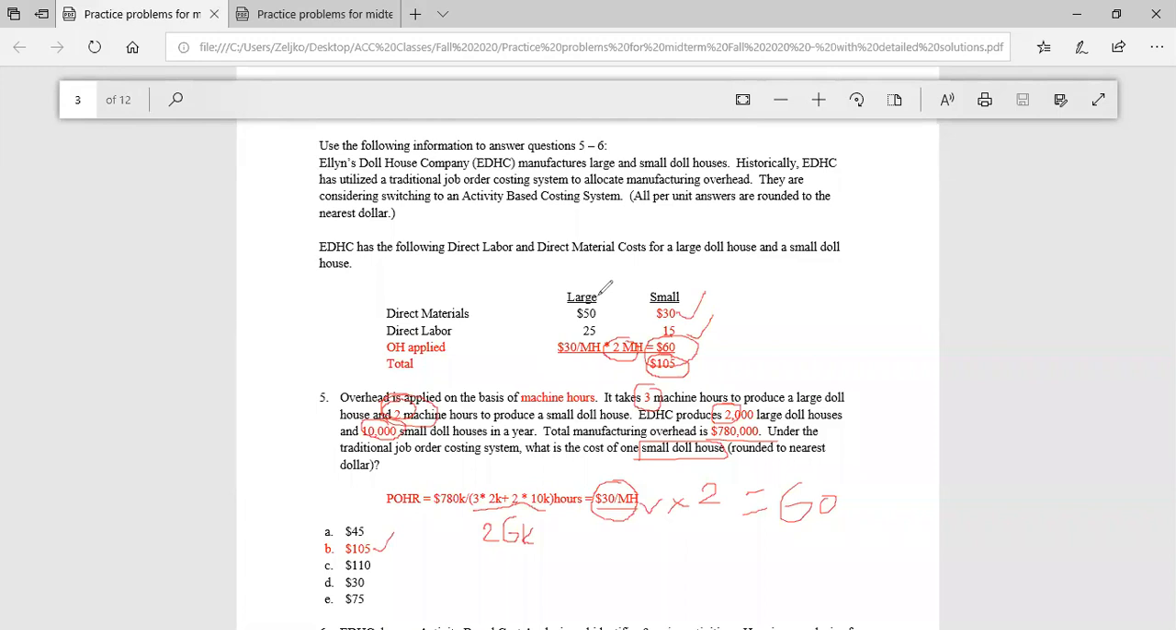That's our answer, right? If we were asked for the large house, we would multiply 30 times 3 hours, because large is using 3 hours. So that would be $90 in overhead. Actually, I'm sorry, the large one is using $50 in materials, so we add $50 and $25 for labor. So we would get 165 for the large dollhouse, right? Everybody good?